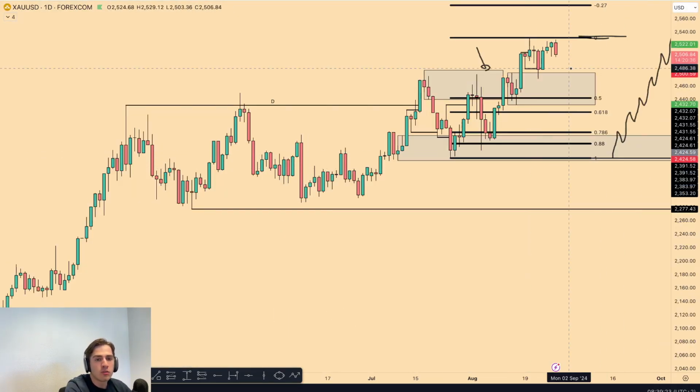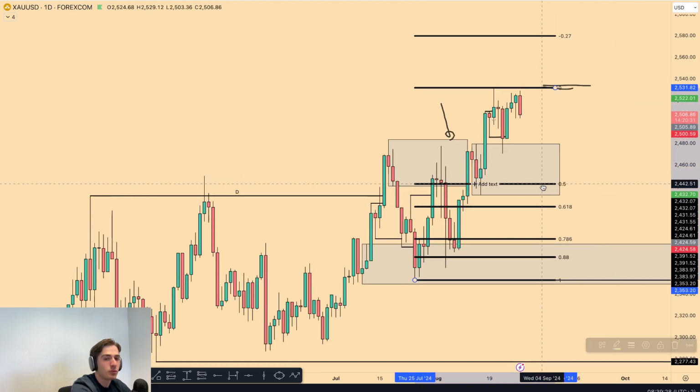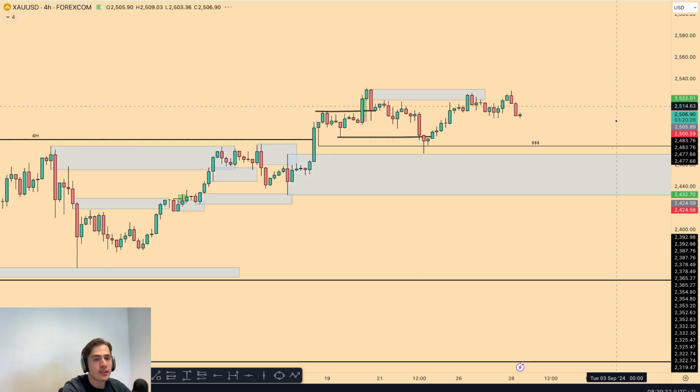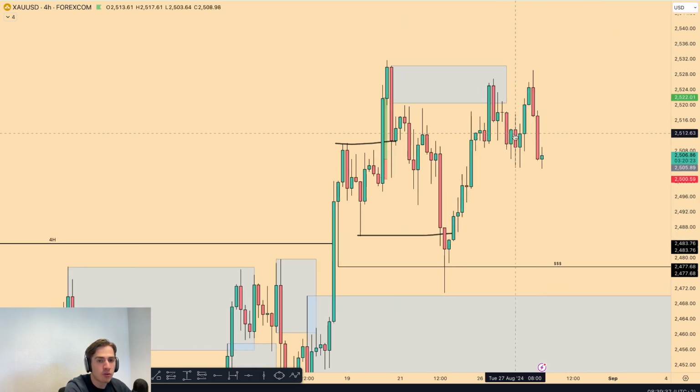Now, looking at gold overall, I broke down a gold trade actually yesterday. That's why my chart is so messy actually. But if we look at the 4-hour, and guys, I broke it down in a live stream inside the Discord. So make sure to join, link in the description down below or in the comment section.